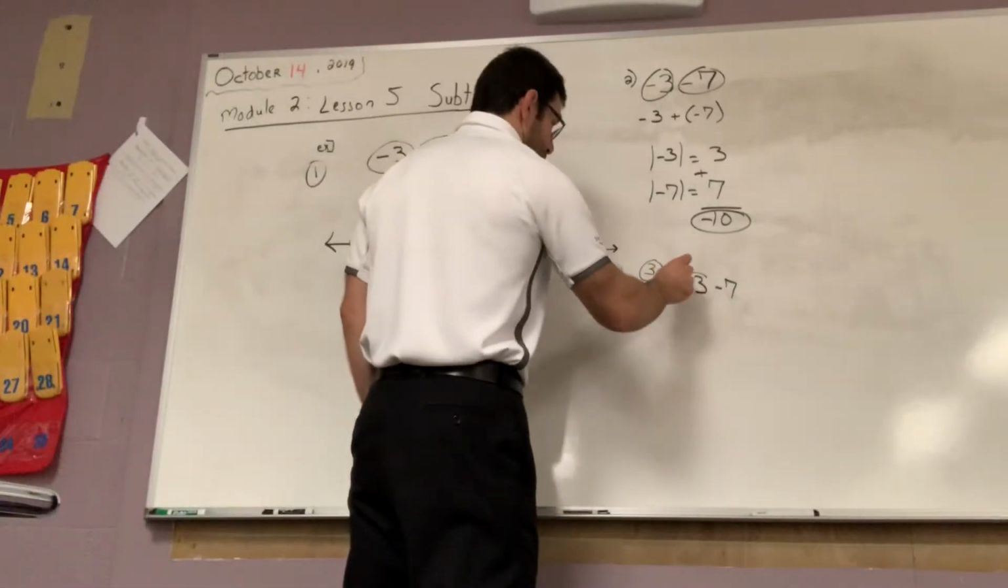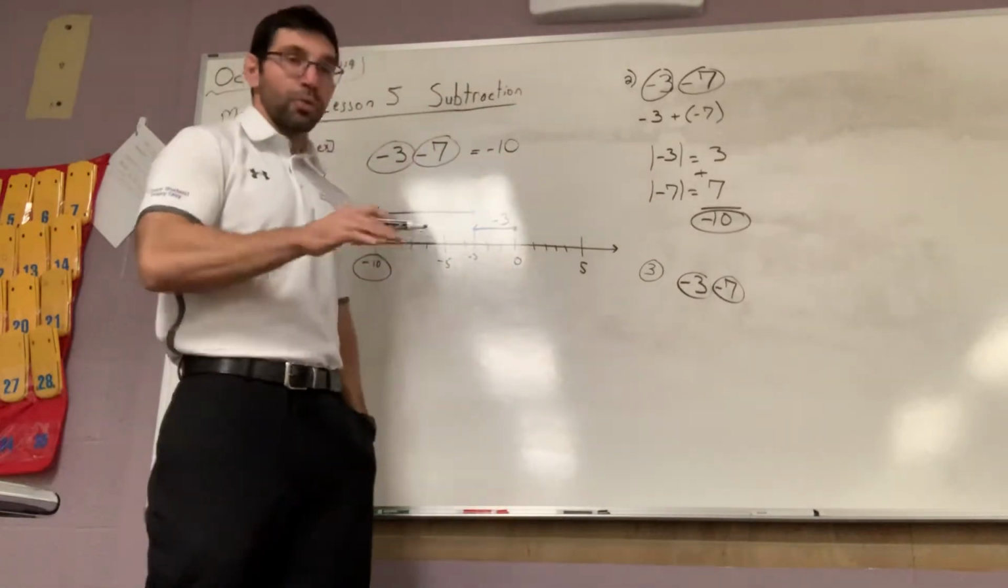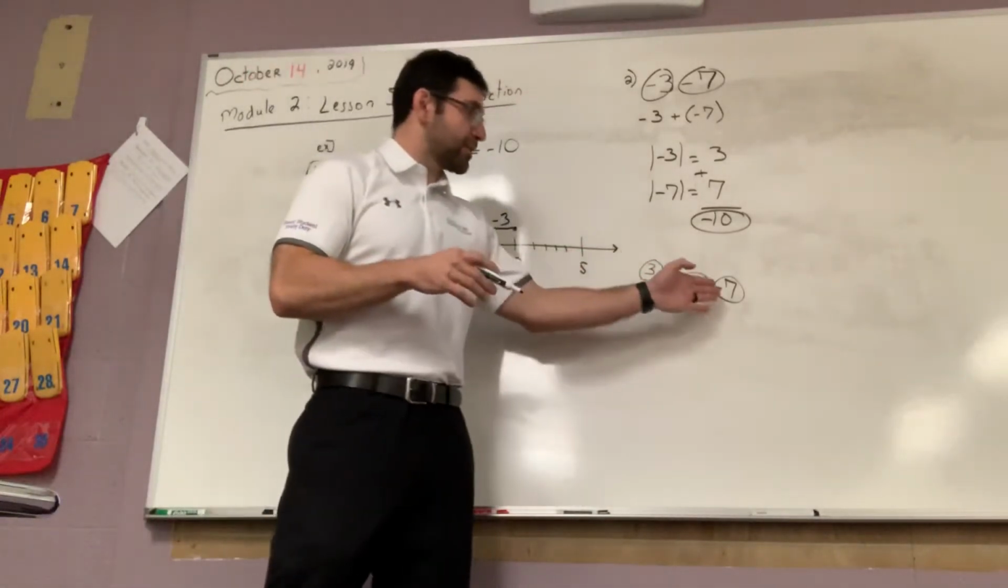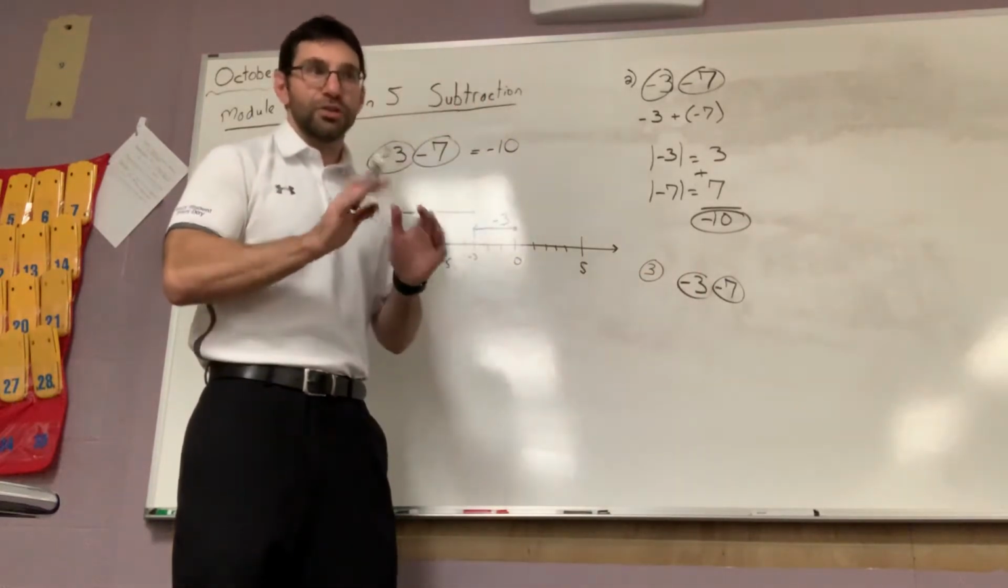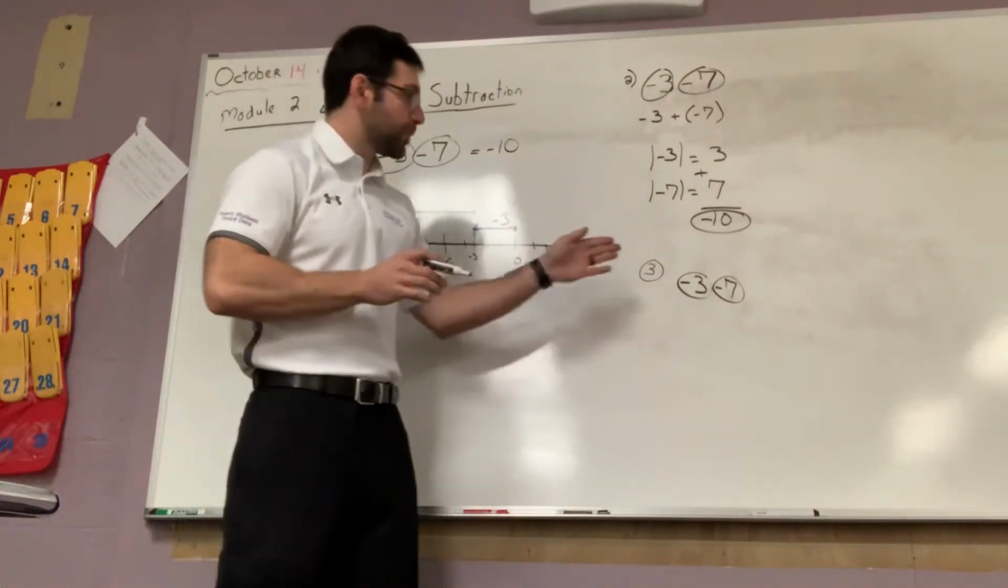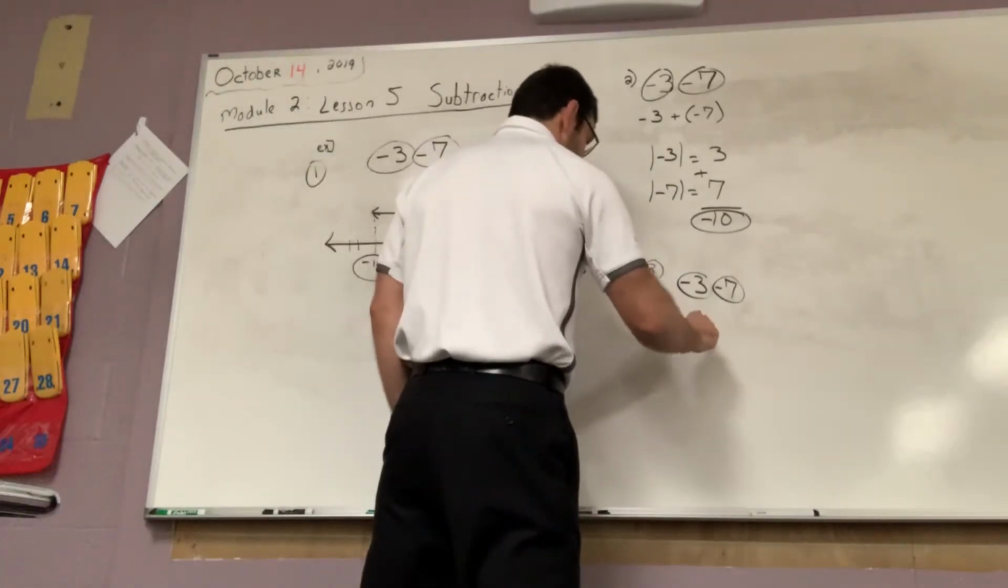So now I'm going to circle my -3. I'm circling my -7. Don't worry about saying, well, it's -3, it's a -7. What about a minus? Isn't it -7? Yeah. Just circle the sign directly in front of the number. -3, -7. Those are the same signs, so follow the rules.